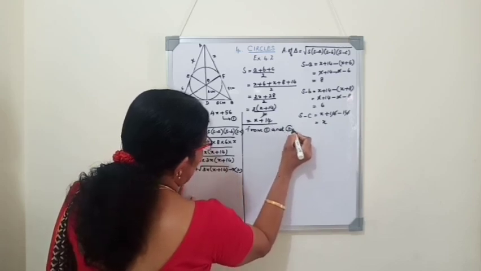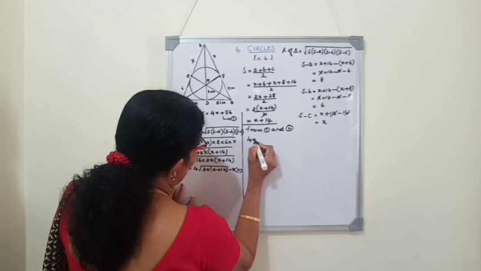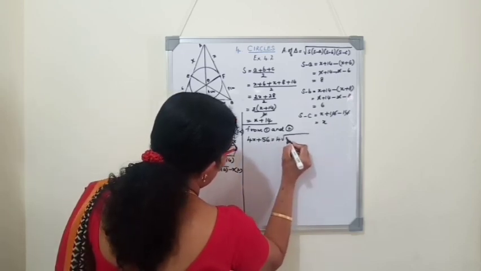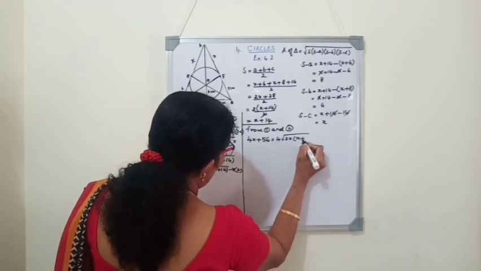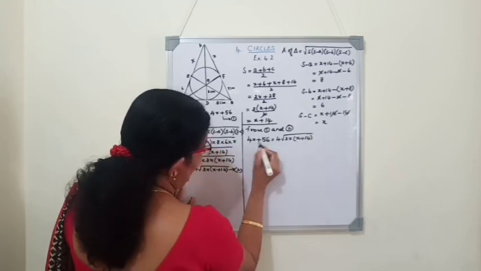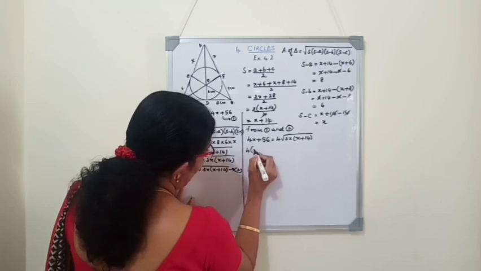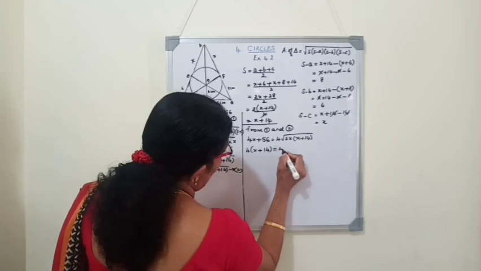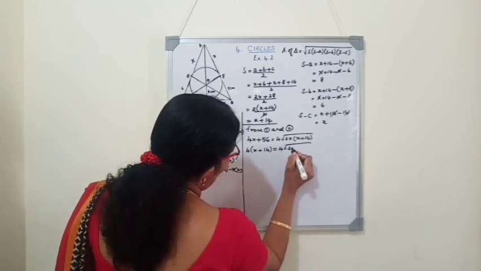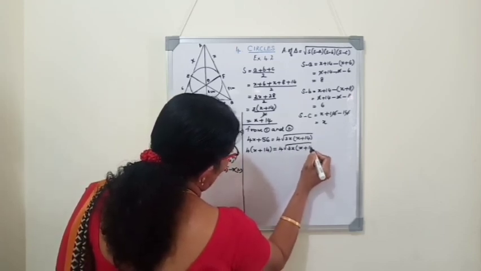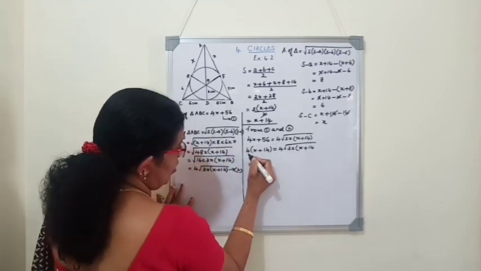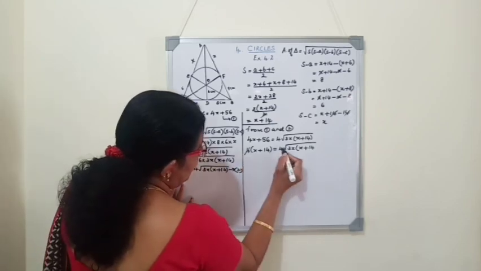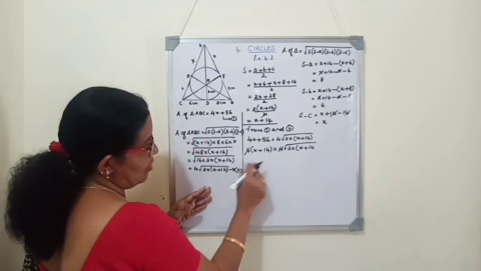We will write first area is 4x plus 56 is equal to 4 into square root of 3x into x plus 14. So here 4 we can take common: 4 into x plus 14, 4 into 14 is 56, is equal to 4 into square root of 3x into x plus 14. Why I had taken 4 common here and square root of 16 outside, so that directly we can cancel this 4 and 4 from each side.